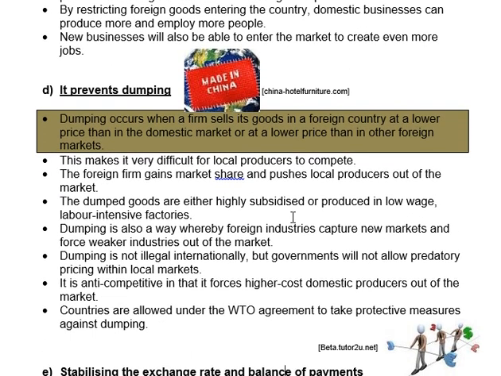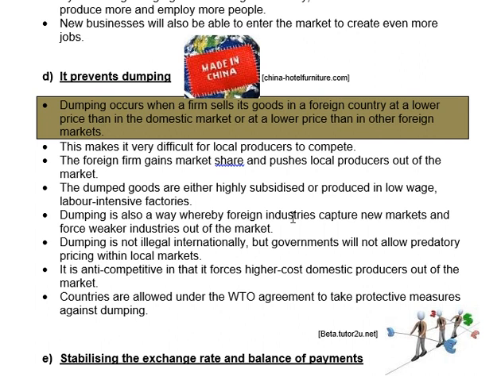Right, then it also prevents dumping. This is a big one. This is one that I like asking also. Okay, I'm going to say again, what is dumping? It has nothing to do with dumping your waste in the veld. In an economic sense, dumping means a foreign firm will sell its products in a different country at a lower price than what they charge in the domestic market, or at a lower price than what is used in that other foreign market. All right.